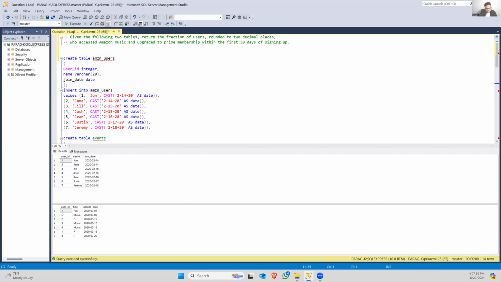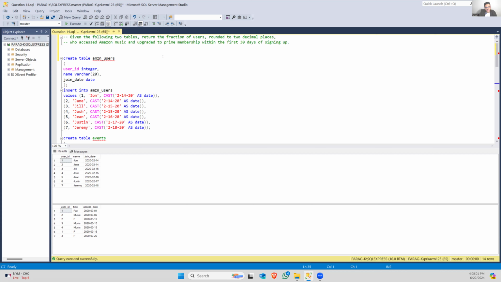And this is another table which mentions the type of product that they have purchased and when they purchased it. As we know, Amazon has a lot of different products, that includes Amazon Pay, Amazon Music, and eventually the Prime subscription. So these are the dates on which they purchased each of the subscriptions.